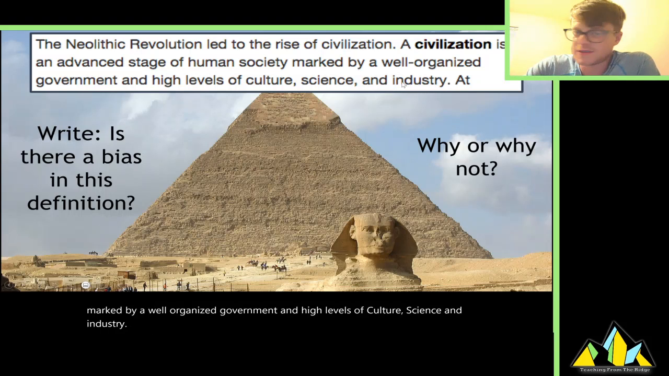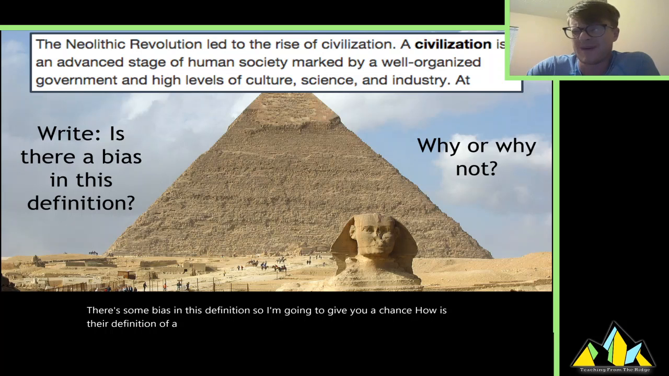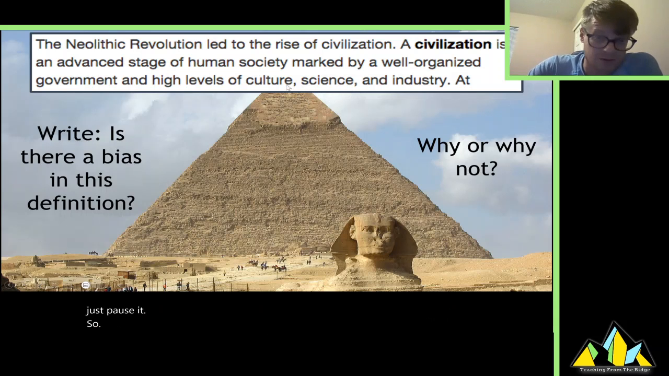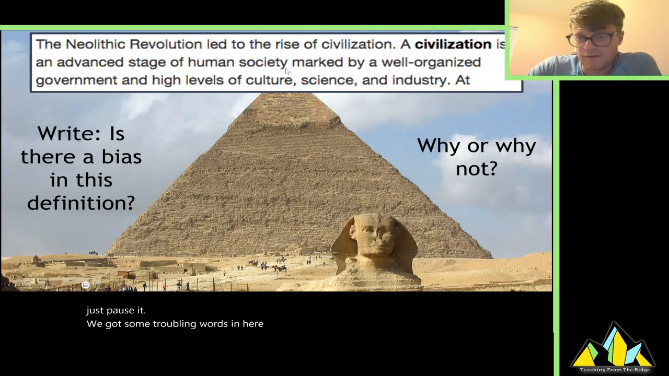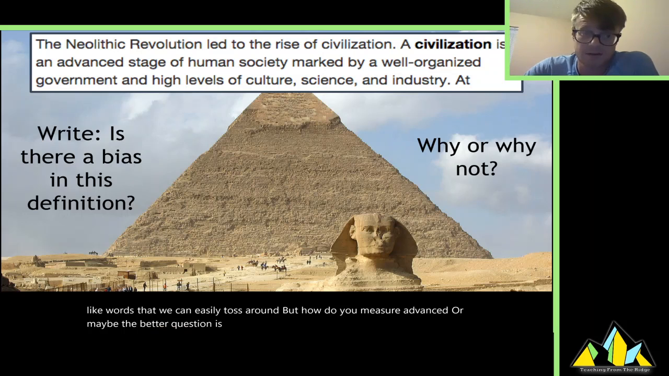Well, there's some bias in this definition. So I'm going to give you a chance. How is their definition of a civilization biased or at least troublesome? All right, take a moment, think about it, and then I'll give you the answer. When you're ready, you can just unpause it. So we got some troubling words in here: advanced, well-organized, high levels. These are words that we can easily toss around, but how do you measure advanced? Or maybe the better question is who decides what's advanced or well-organized or things like that.